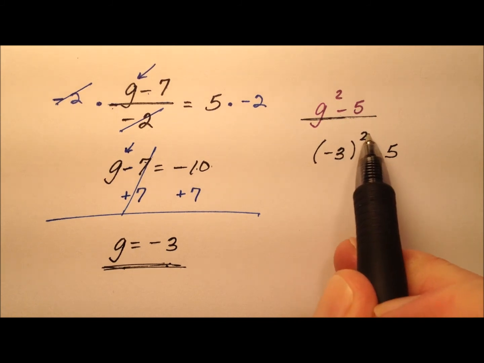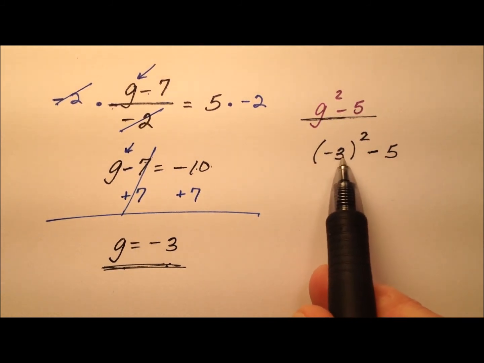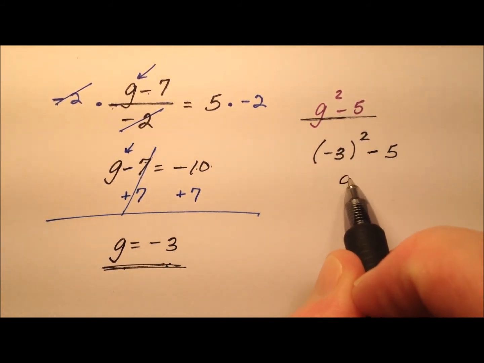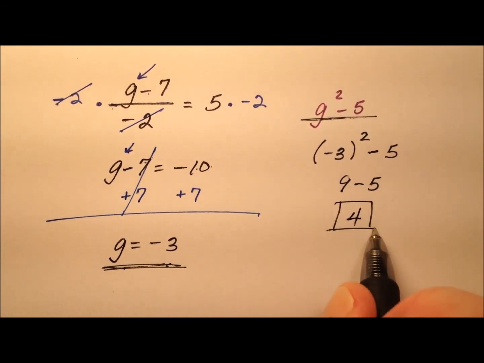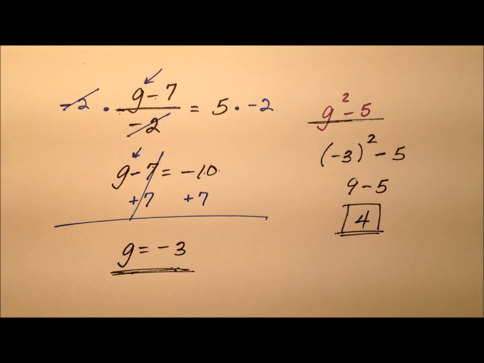So negative 3 squared, remember, is negative 3 times negative 3. So that'll be a positive 9 minus 5, and that will give us 4. So this value 4 here is the final answer that I'm looking for.